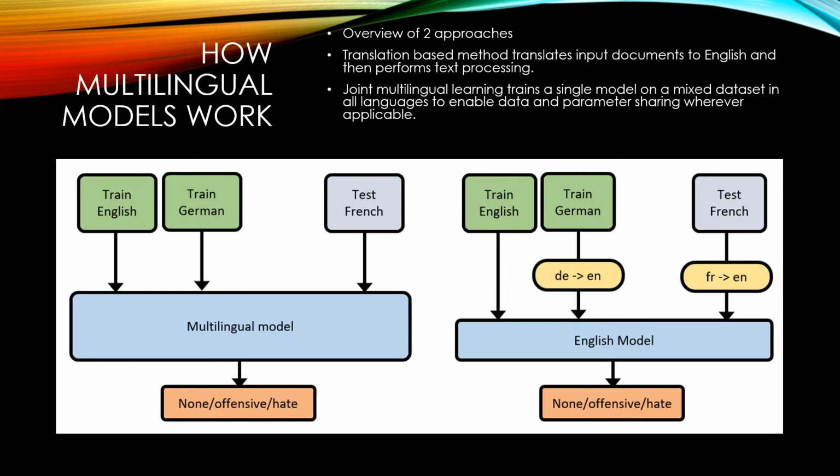Here we can see a quick overview of the application of some of those different techniques. On the right side, we can see a translation-based method that translates the input into English. Here you can see the training set is going from German to English, and the test set is going from French to English. And then the model performs the text processing. What seems to be more popular these days is on the left, joint multilingual learning, that trains on a single model with a mixed data set in all languages to enable data and parameter sharing wherever applicable. Both these models are still used, and they both have pros and cons.